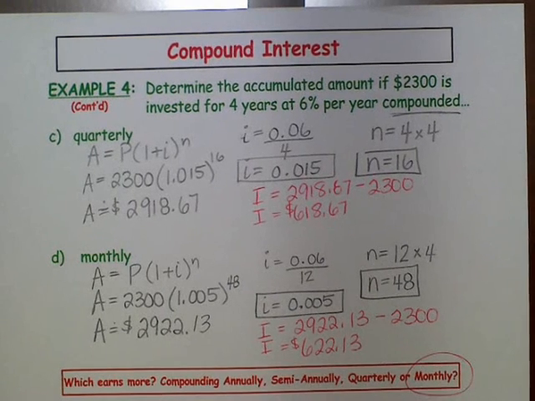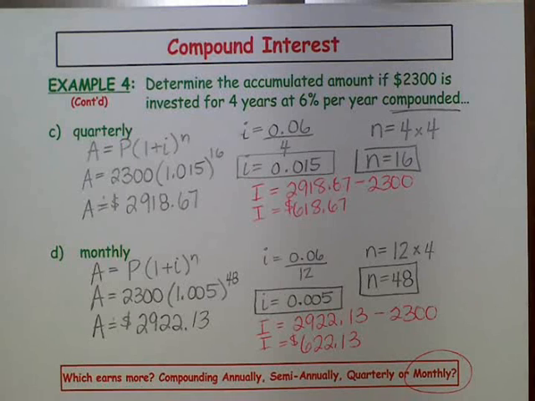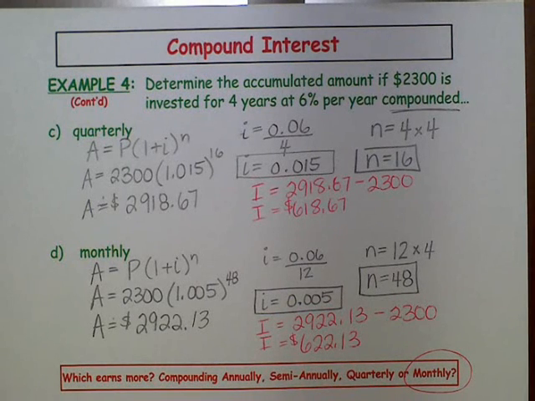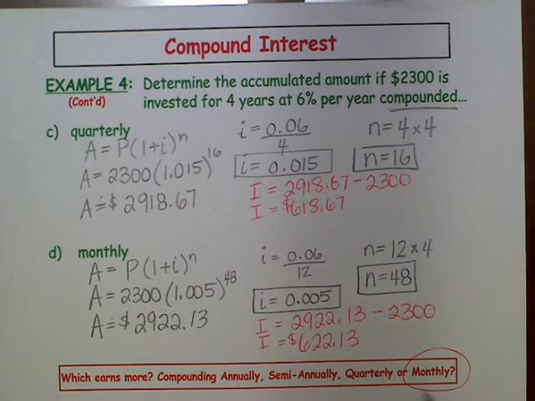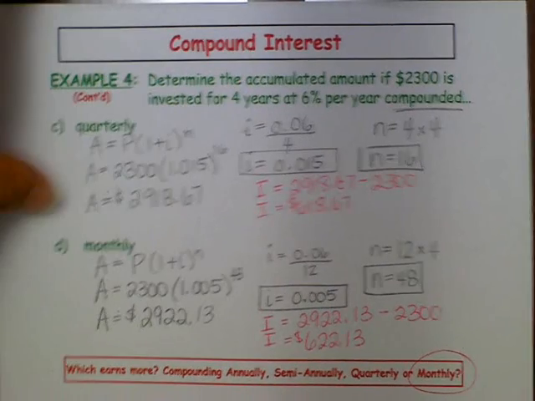So what does that mean? The more often interest is compounded, the more in interest you earn over time. The reason for that is because you are earning more interest on interest. So ideally what you want is for your account to earn interest more frequently. That's one of the things I wanted you to notice.